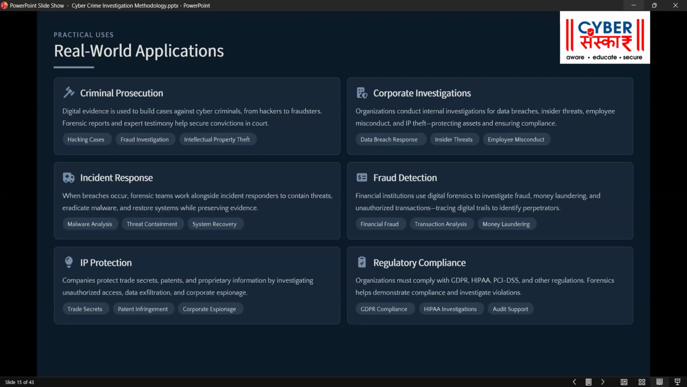Next is the fraud detection. The financial institutions use the digital forensics to investigate frauds, money laundering, and unauthorized transactions, tracing digital trails to identify the perpetrators.